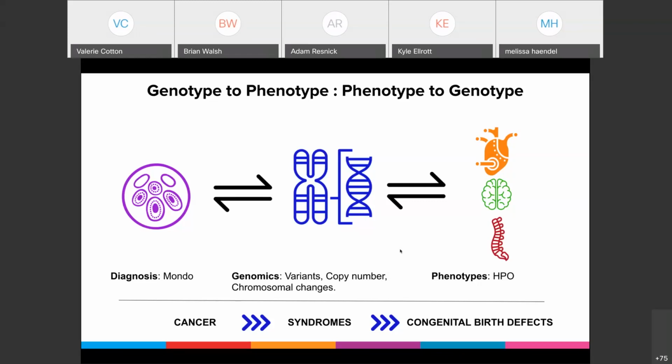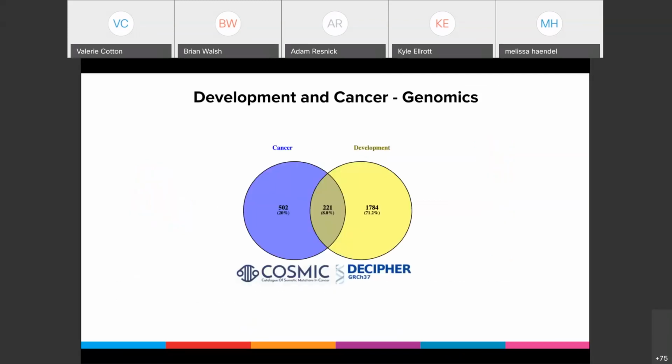But it's that tension that comes to bear when you start trying to figure out how to empower the phenotypic to genotypic connection, in part because of the source of the data and how that data comes into platforms.